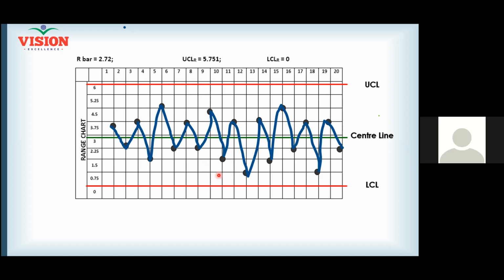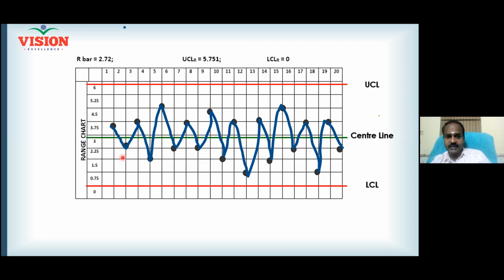variation within the subgroup are under your control. There are 2 types of variation. One is within variation, another one is between variation. I will again talk about this. But right now, what we are trying to control in our chart is the within variation.